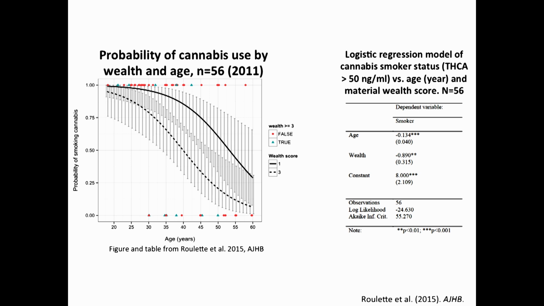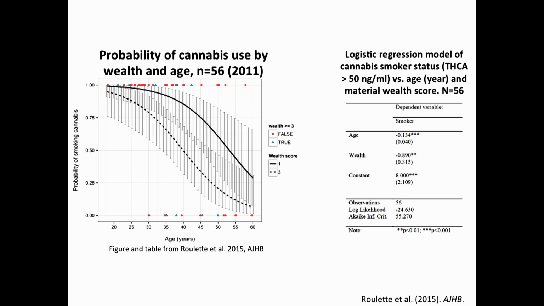And you can see that this is probability of smoking cannabis. Those that have low wealth in the solid line have a higher probability of being a cannabis user compared to those with high wealth. That's actually a consistent cross-cultural trend, the way it's put cross-nationally is that low socioeconomic status is a risk factor for your likelihood of smoking cannabis.